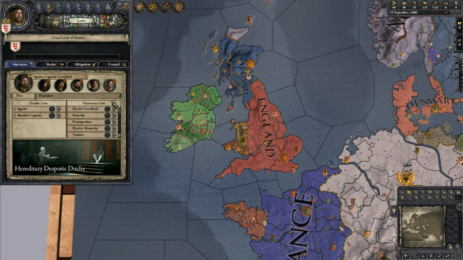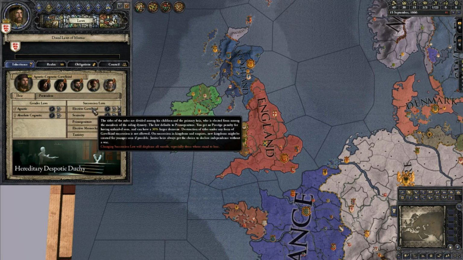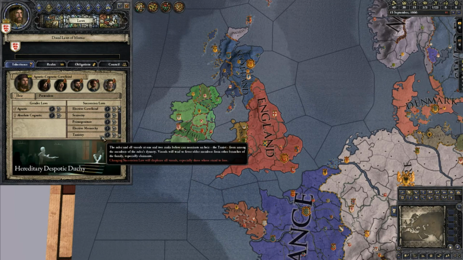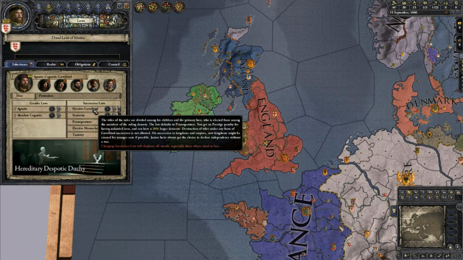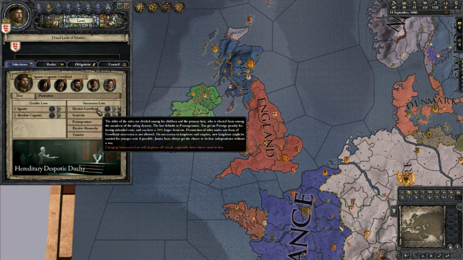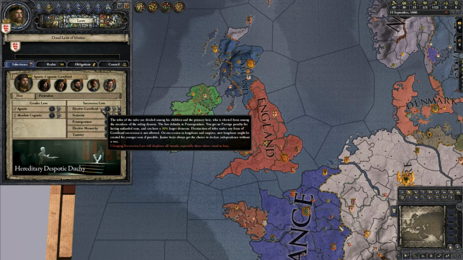Succession laws. Okay, so remember how we are in Gavelkind? Well, these are all the different types of government you can have. The first one on the list, and by the way, there are requirements for these. You can't just click a button and be there. The most popular, or least popular, is has reigned for 10 years. You have to reign for 10 years before you can even change one of these. So if you inherit as an old person, you might not get a chance. Or if you're assassinated, you might not get a chance.